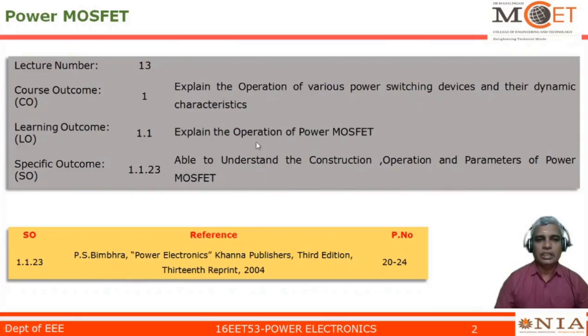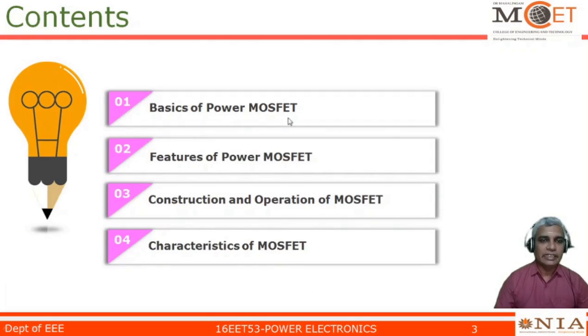In this video, we will see how a Power MOSFET operates based on its construction, and also we will see some of the parameters used in Power MOSFET as far as characteristics are concerned. For further reading, you can follow the textbook by P.S. Bimbhra, page numbers 20 to 24. These are all the contents of the presentation. Initially, we will discuss the basics and features of Power MOSFET, and then we will go into the construction and principle of operation of Power MOSFET. Finally, we will look into the transfer and output characteristics of Power MOSFET.